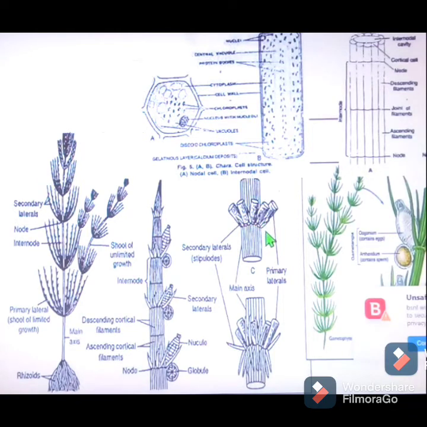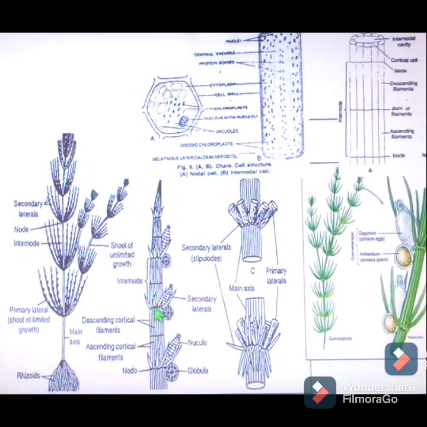We have the secondary laterals and the primary laterals at the node. You can see the primary laterals, this big one, and these small ones are the secondary laterals, or the stipulodes, and this is the main axis. So here the reproductive structures, as you can see in this figure, also arise at these nodes. They are born on the nodes. We will study later about the male and female reproductive structures, but just remember that they also arise at the nodes of these branches.